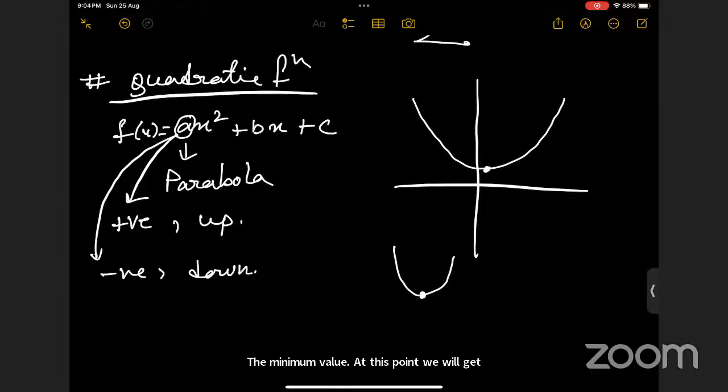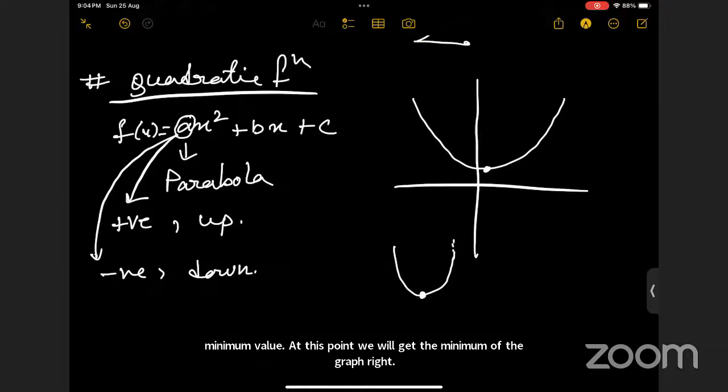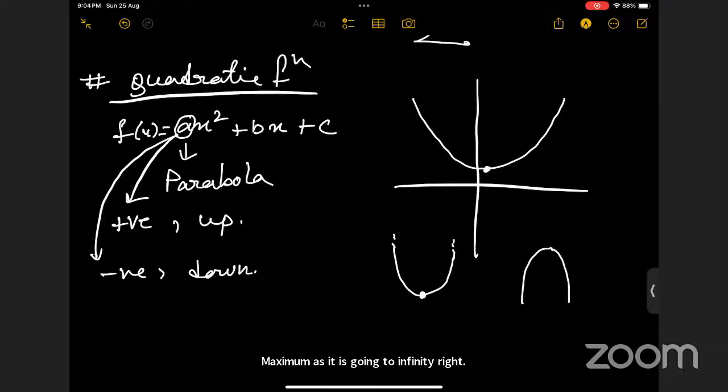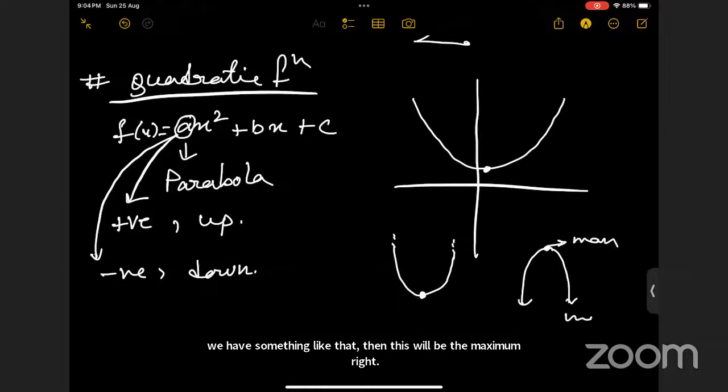And we cannot talk about maximum as it is going to infinity, right? So maxima doesn't exist here. Suppose we have something like that, then this will be the maximum, right? And here we cannot talk about the minima, right?